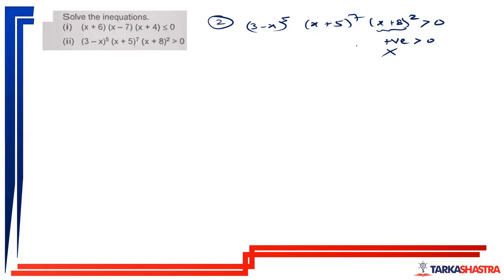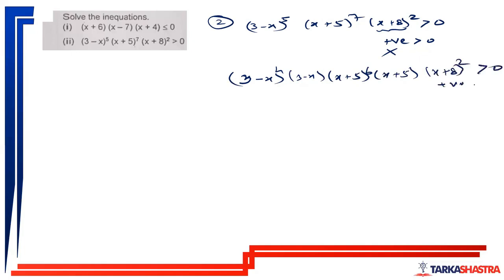Okay, so let us try to find out how many positive values we can have. So can I make it like this? (3 minus x) to the power 4 into (3 minus x) plus (5) to the power 6 into (x plus 5) into (x plus 8) whole square greater than 0. Anything raised to 4 is going to be positive, anything raised to 6 is also going to be positive, and anything raised to 8 is already positive. It is a square value.